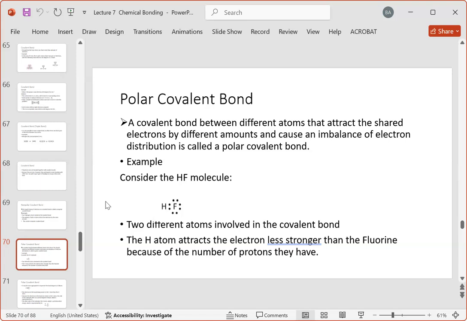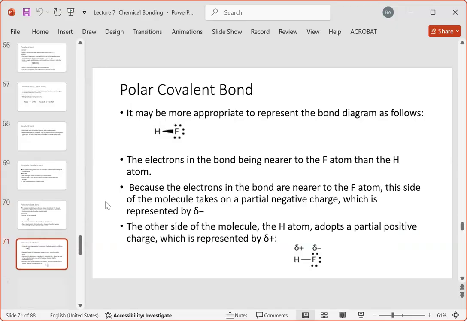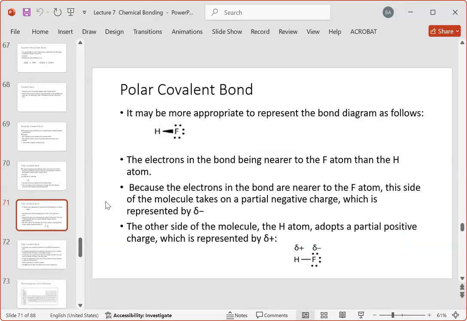What do you think? What will happen? The fluorine will be stronger than the hydrogen. All right. The fluorine will be stronger than hydrogen. So the fluorine will pull the electron that they are sharing more to itself. Even though hydrogen also has some of the electron, the fluorine will pull more of the electron to itself. So it becomes more negative, and this one becomes positive. So we call it partial negative and partial positive.